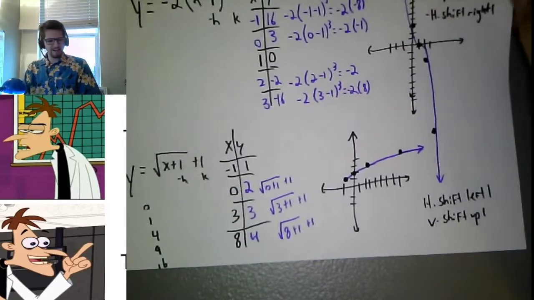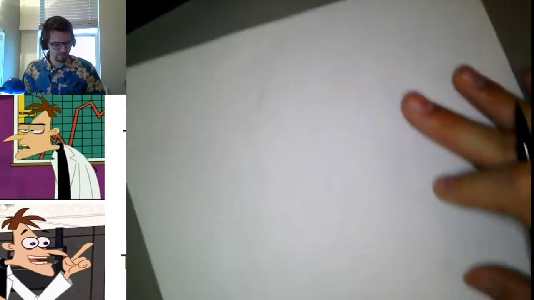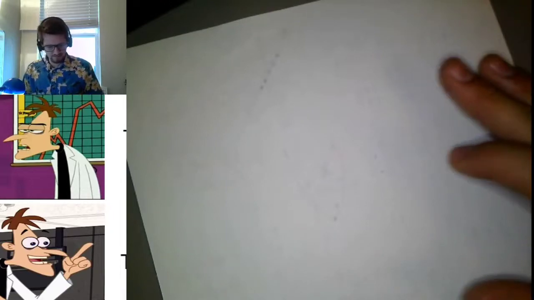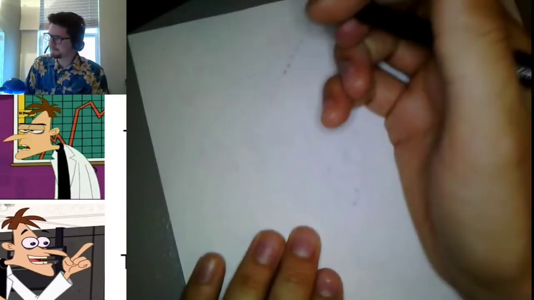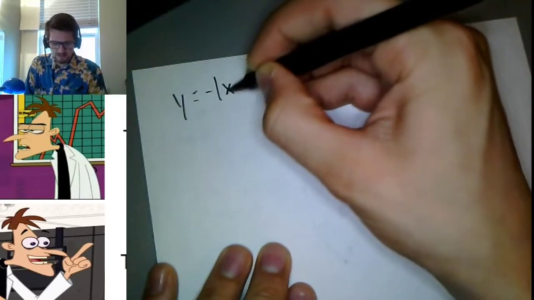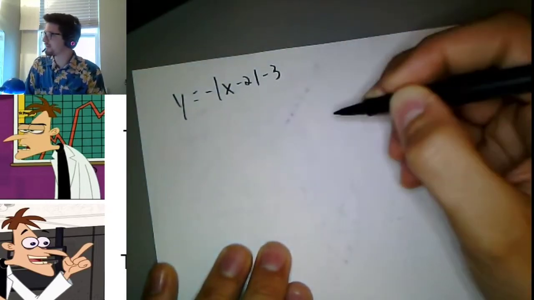We're almost done, guys. We're almost done. So next I have my absolute value function. Where are you? I wrote you somewhere. There you are. All right. So next we have our absolute value function: y equals negative absolute value of x minus 2, minus 3. Let's do all the negatives.